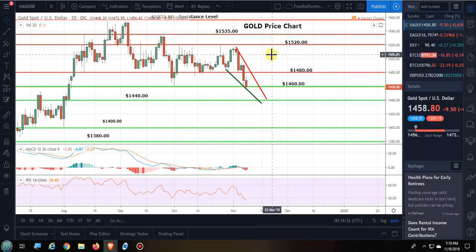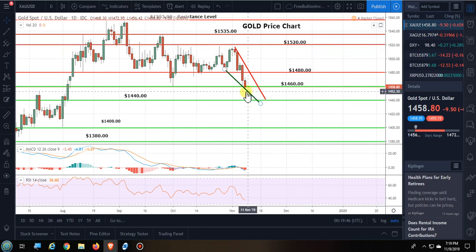But for next week, I do expect a pop-up in the price of gold. I do expect it to break above 1480 easily. 1520 will likely be a strong resistance level. We'll have to see where it goes next week. But I do expect it to move to the upside.